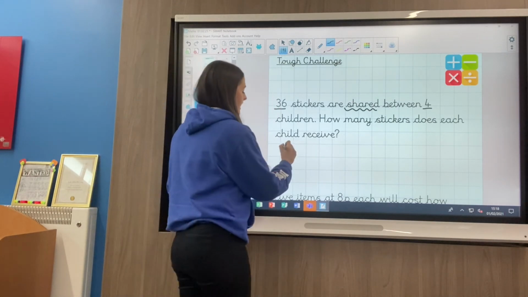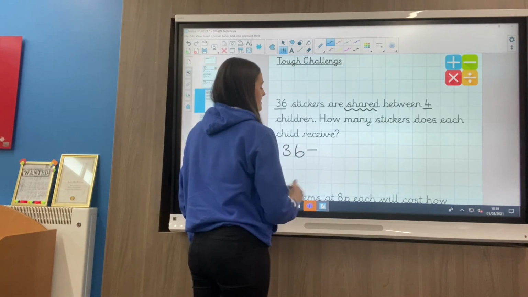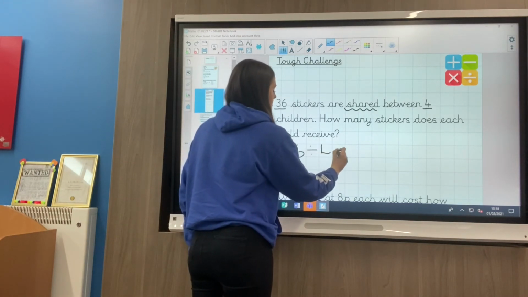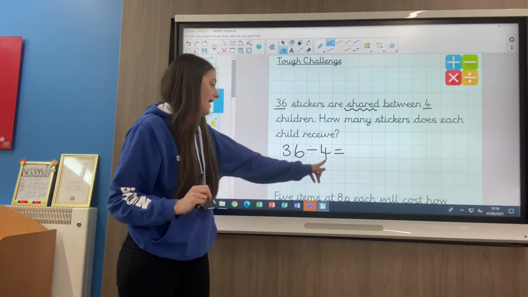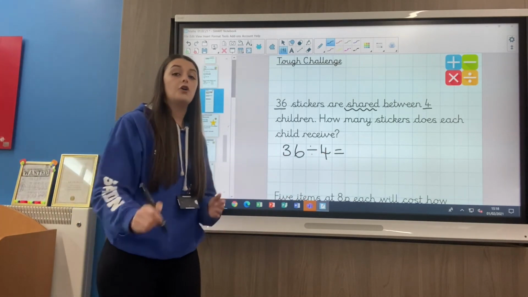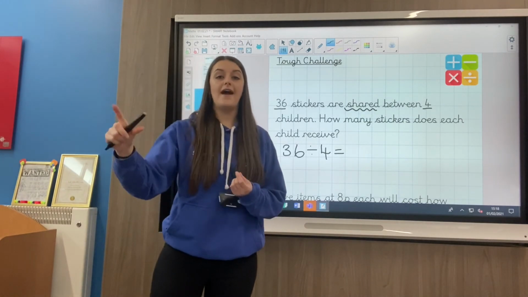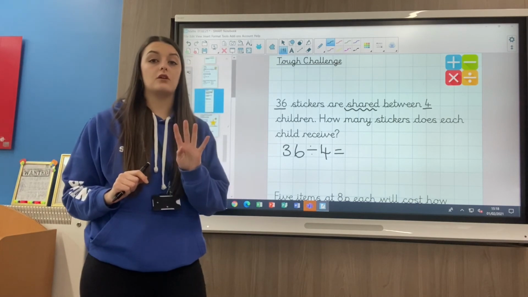So I'm going to pick out my 36, I'm sharing them, so that's divide between 4 children, okay? Now remember with your dividing, you can count how many 4's are in 36 for this question, or you can draw it and share out those 36 stickers between those 4 children, okay?